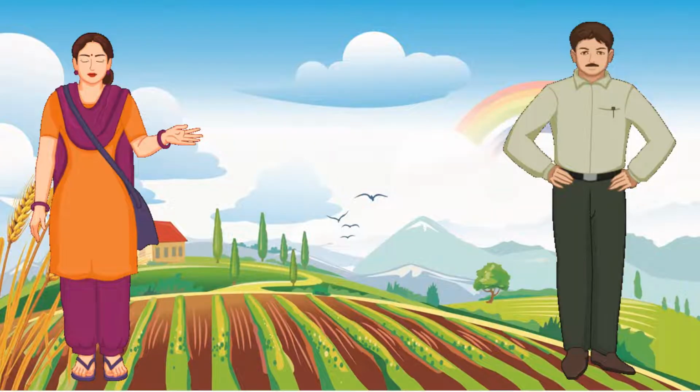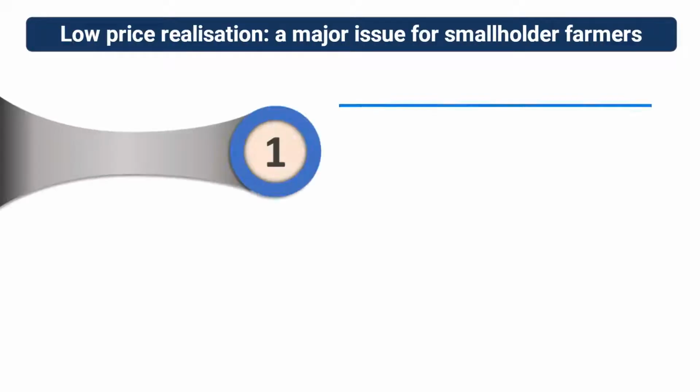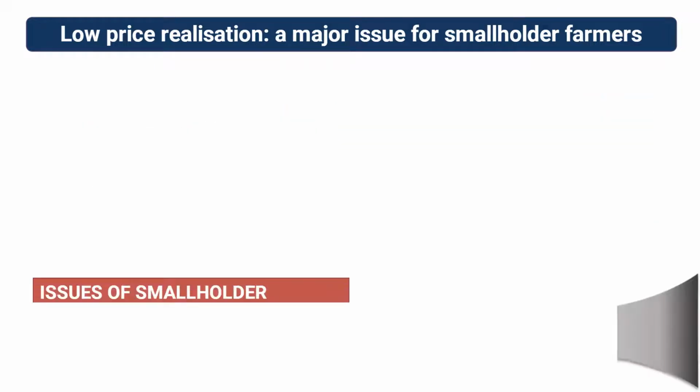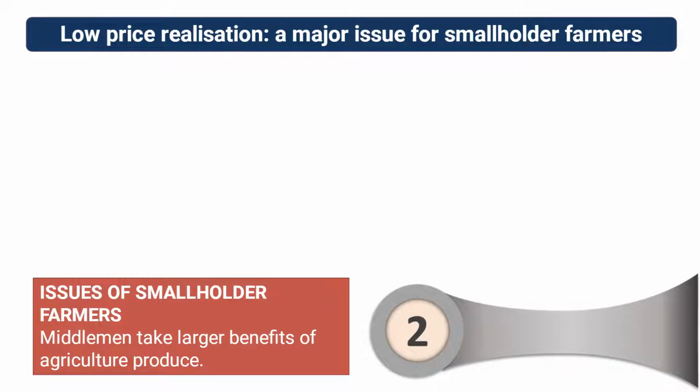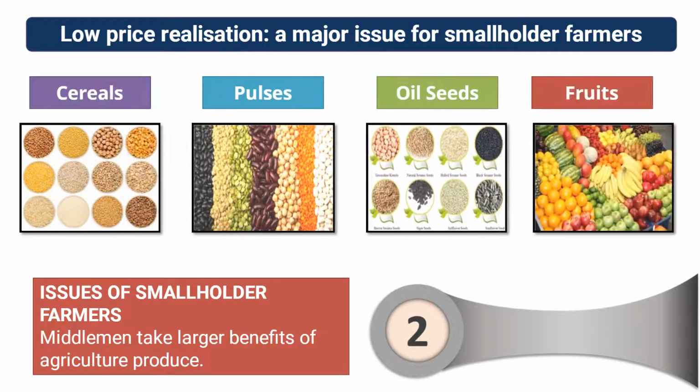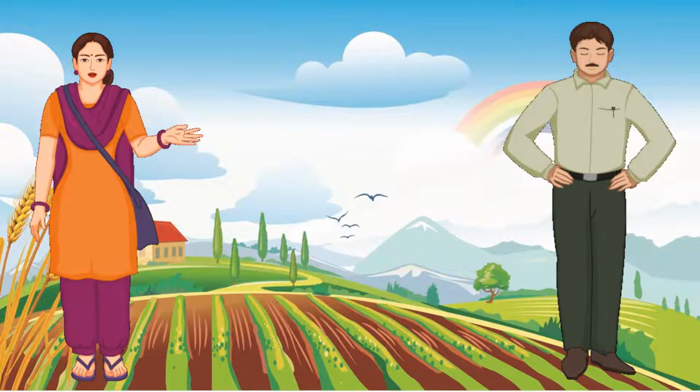Vinod, tell me, in your area, do farmers get good income for their produce? Sarla, I have observed that farmers do not get remunerative price for their produce. In case of many commodities such as cereals, pulses, oil seeds and fruits, the farmers are at a disadvantageous position because middlemen are taking a larger share of the profits. True. Let us discuss this further.